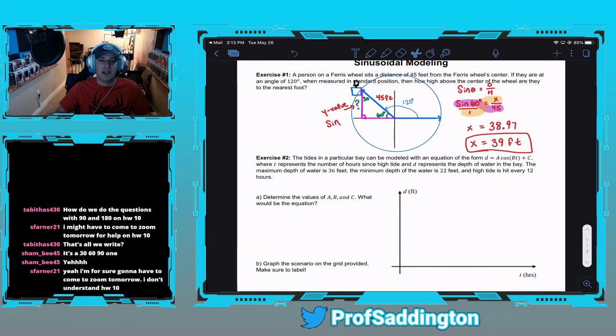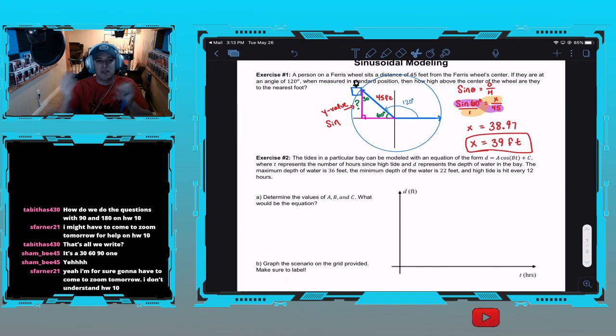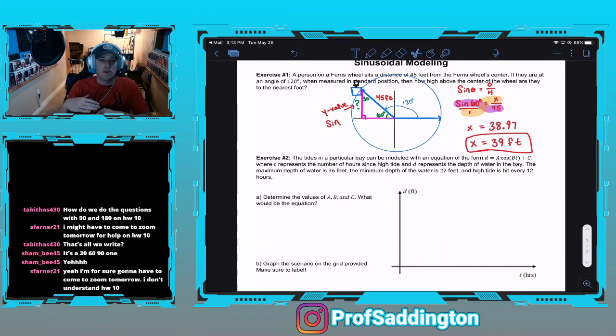It just says it hits every 12 hours. So every 12 hours, the high tide's going to hit, and that means the opposite, like every 6 hours, it should be at its lowest amount.